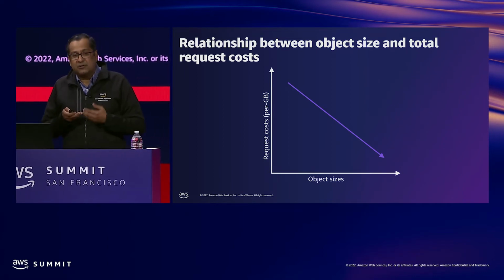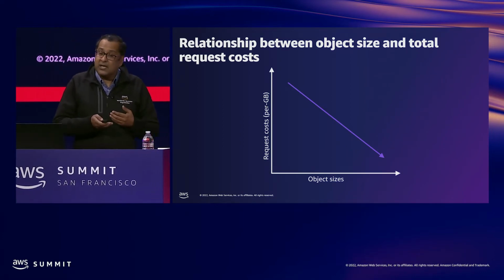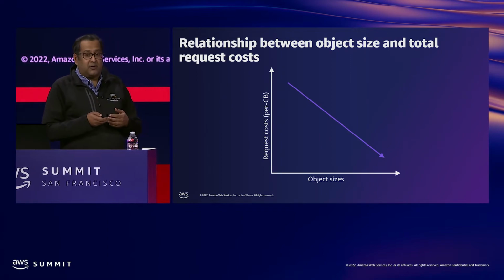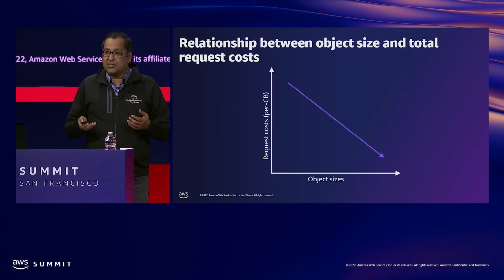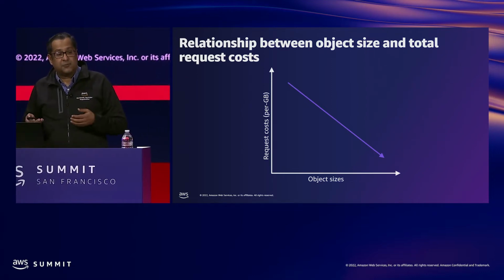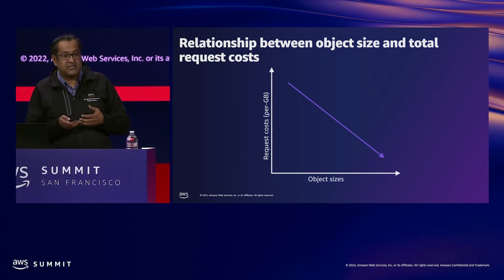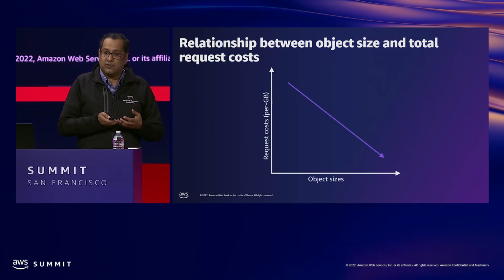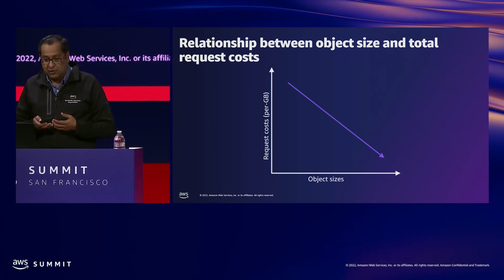So when you're using S3, if you have the ability, we would encourage you to think about using larger object sizes in your application where you can. Or the other alternative is to batch them together so that you decrease the number of puts and gets you have to do. So think about that when you're thinking about your costs with S3.